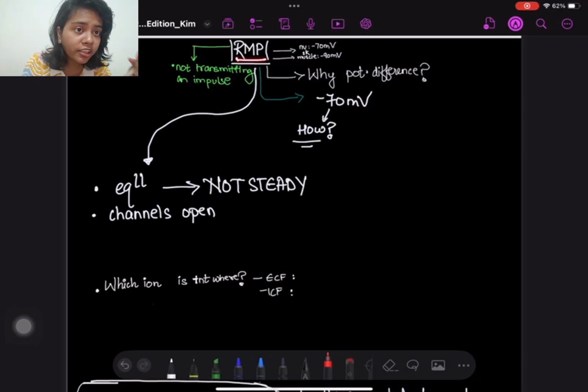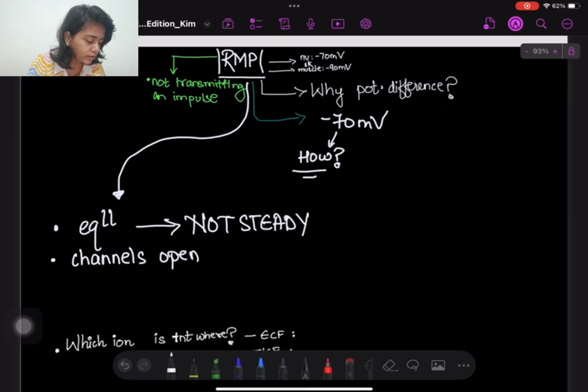RMP is the potential of either the neuron or the skeletal muscle when it is not conducting any impulse, when it's not transmitting any impulse. At that time, whatever is the potential difference, that will be your resting membrane potential. Now, RMP for a nerve, for a neuron, is minus 70 millivolts, and for skeletal muscle it is minus 90 millivolts. Okay, so this is the potential difference in the case of a neuron, and minus 90 millivolts is the potential difference in the case of a skeletal muscle.